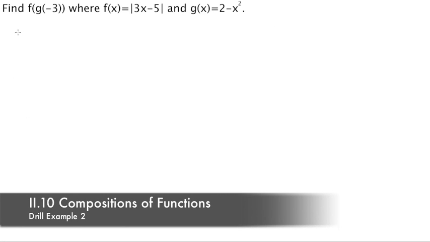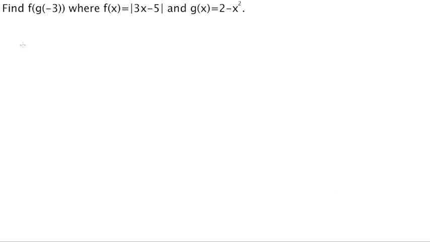So here's another one. We want to find f of g of negative 3, where f is the absolute value of 3x minus 5 and g is 2 minus x squared. So we just work from the inside out. First I want to find what g of negative 3 is. So it's going to be 2 minus negative 3 squared. So this is 2 minus 9, which is negative 7.